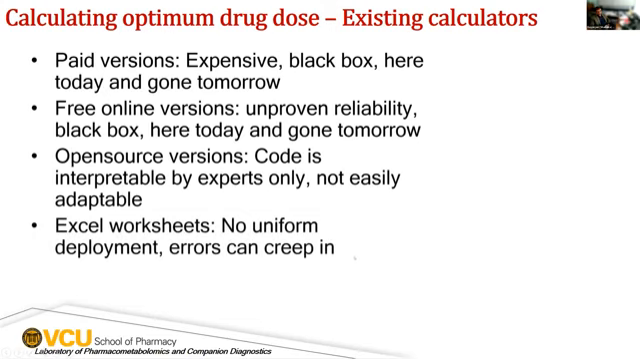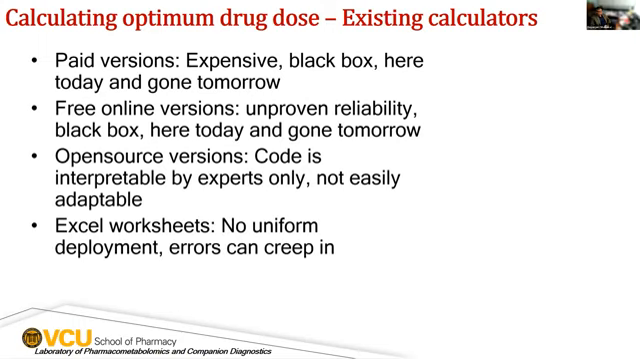You might be surprised, but there is actually a practice of using Excel sheets for calculating optimum drug doses. This does not allow uniform deployment, and one person might create the Excel sheet, another person might use it, and somewhere an error can creep in, and then there's no way of knowing, if the person who created it in the first place cannot maintain reliable version controlling.